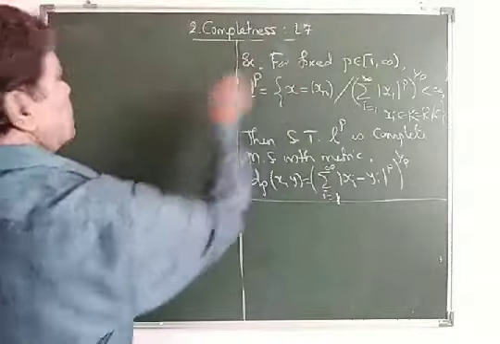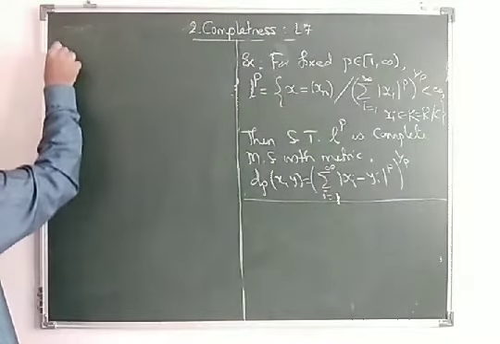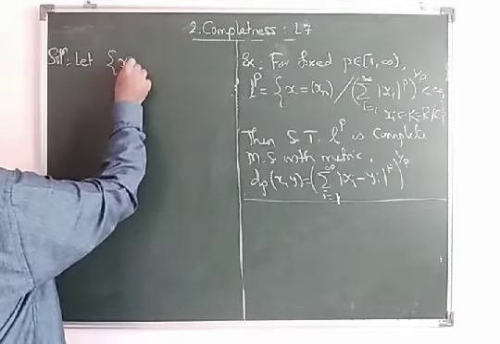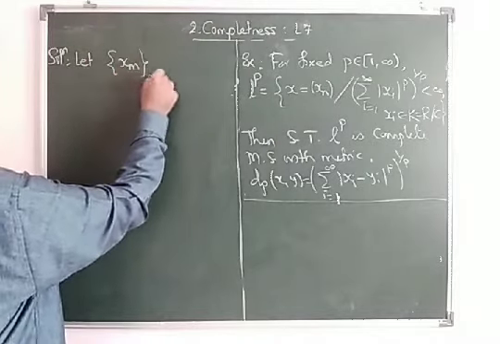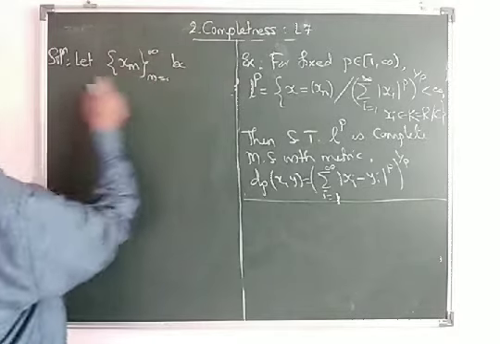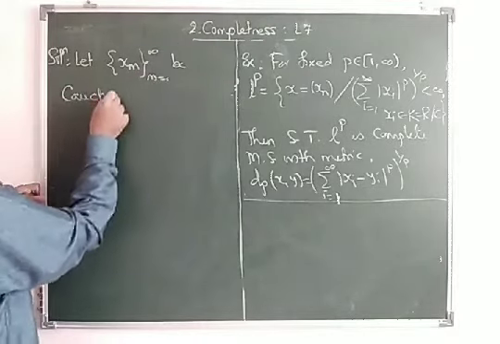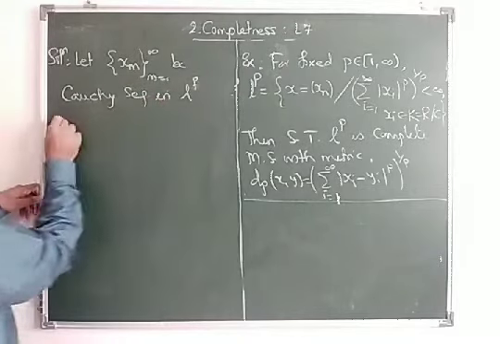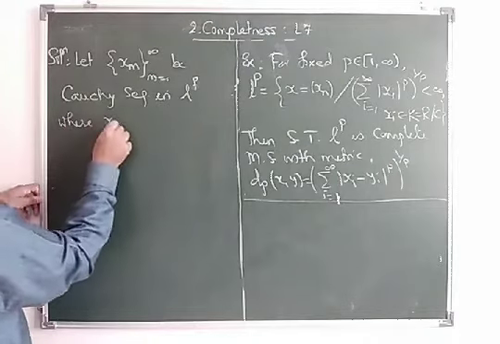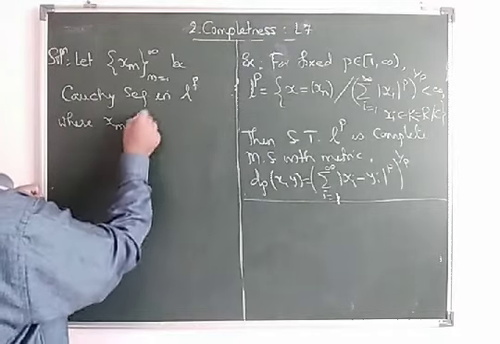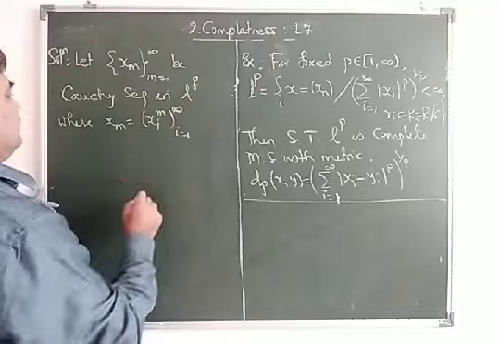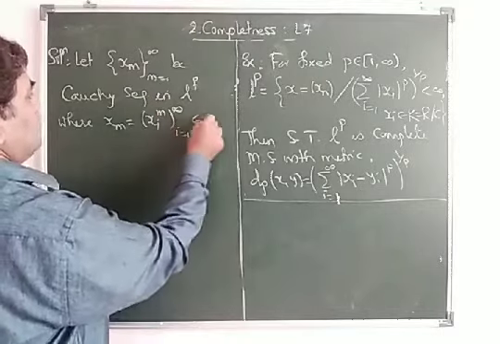So solution: let (xm), m equal to 1 to infinity, be a Cauchy sequence in LP, where xm is equal to (xi m), I am taking i equal to 1 to infinity, which belongs to LP.